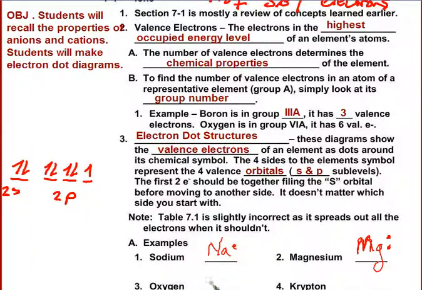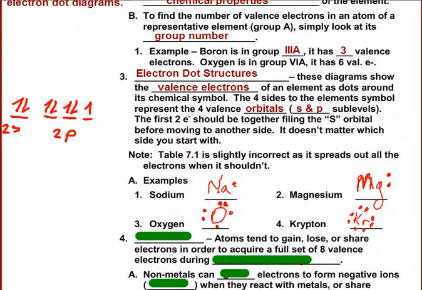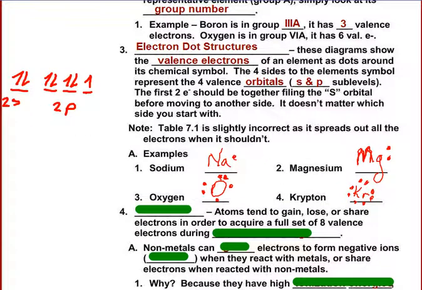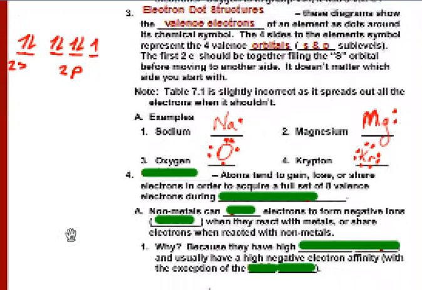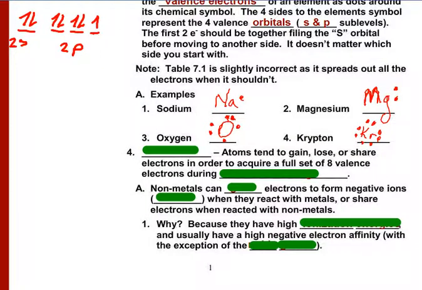Oxygen has 6 electrons, so it's going to be capital O with 2 electrons together, and then the other 4. Total of 6 electrons. Krypton, being a noble gas, has all 8 electrons that can fit in the s and p orbitals. 1, 2, 3, 4, 5, 6, 7, 8. And that's what krypton is going to look like.